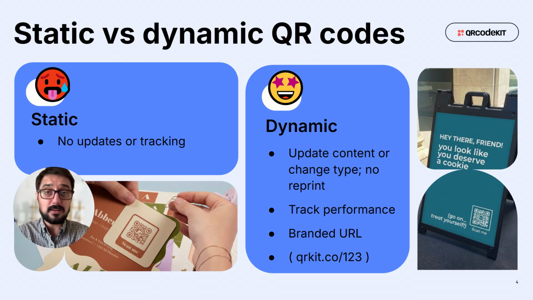Dynamic QR codes, on the other hand, encode the information into a short URL, which is trackable, and the content can be edited or updated whenever you want. Aside from that, there's also the option to brand the entire short URL instead of using the standard QRCodeKIT one. So you can use your own subdomain and your slug.